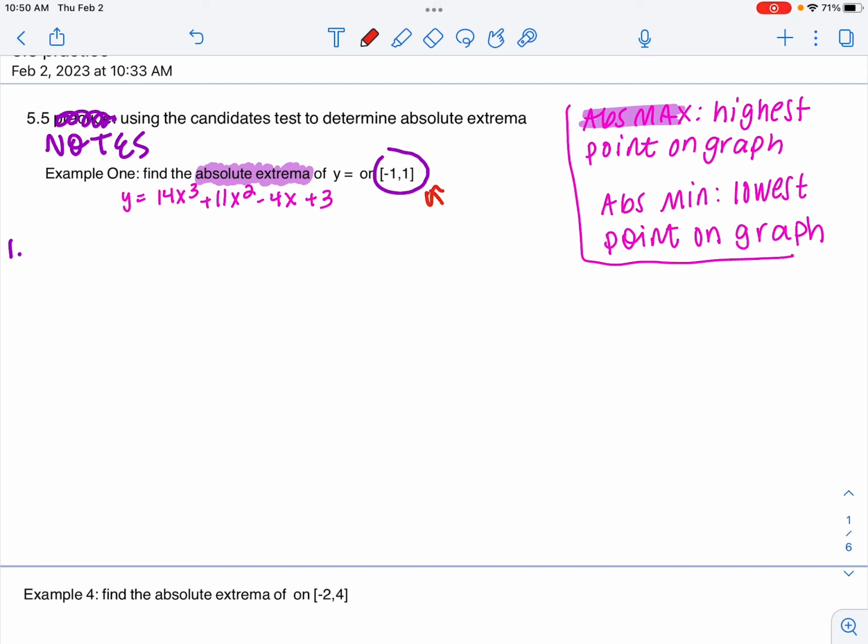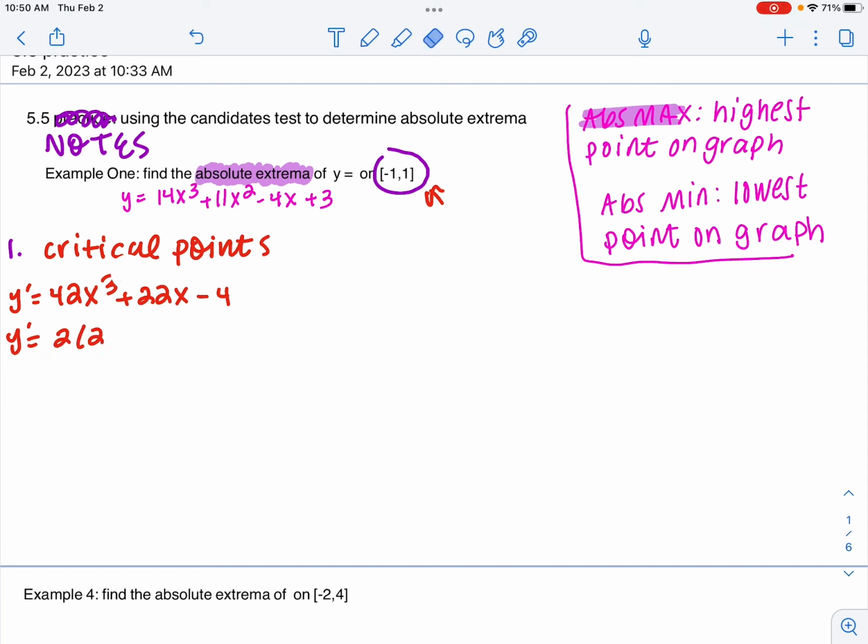So our step one is always going to be to find critical points. Same process as always, I'm going to take the derivative, and I will get 42x squared plus 22x minus 4. I'm going to go through this part quick because it's kind of review. And then I'm going to factor this. This should have been squared. This is kind of an ugly factoring problem, but nothing we can do about it.